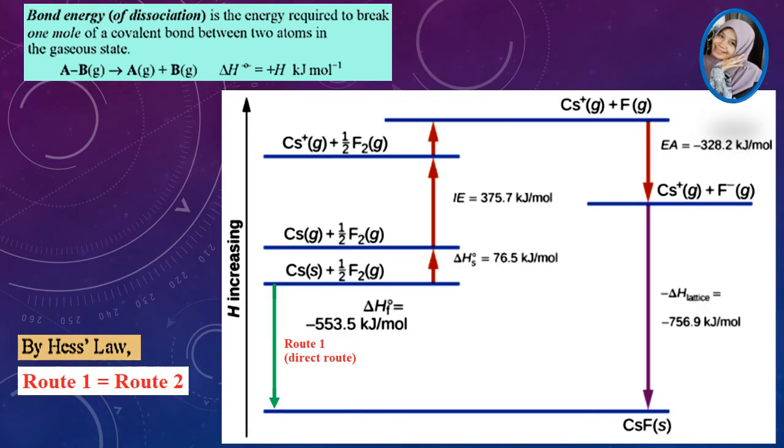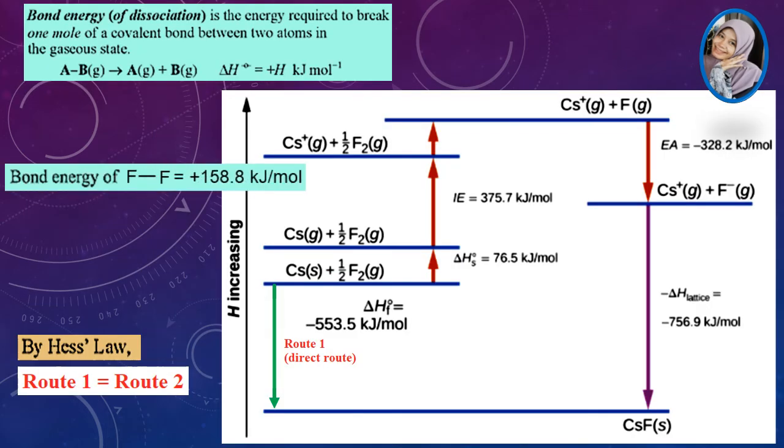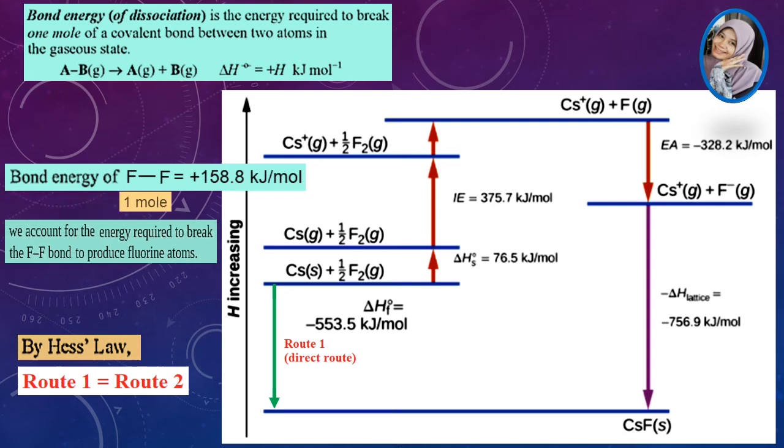Here we are given the bond energy of the fluorine-fluorine bond. This means we account for the energy required to break 1 mole of fluorine-fluorine bond to produce fluorine atoms. But we want to break only half a mole of fluorine-fluorine bond to give 1 mole of fluorine gas atoms. Thus, the enthalpy change will be half of the bond energy of the fluorine-fluorine bond, equal to 79.4 kJ per mole.